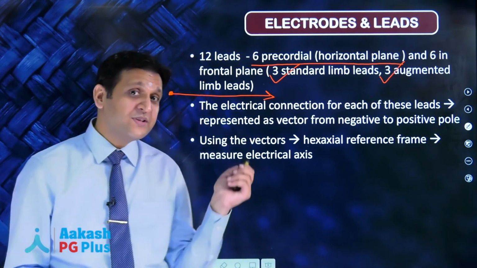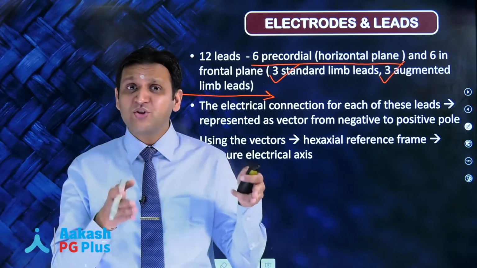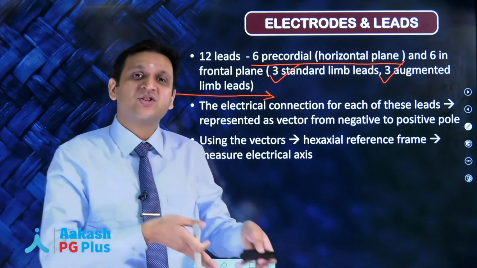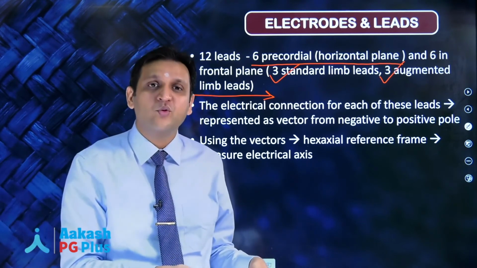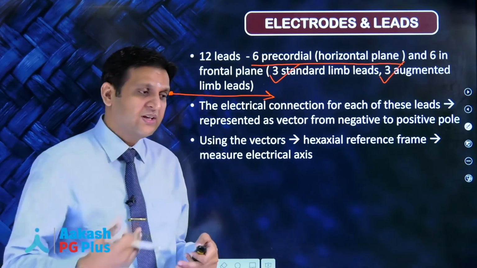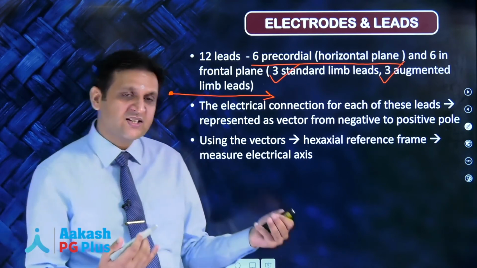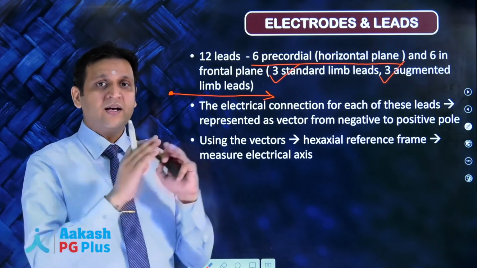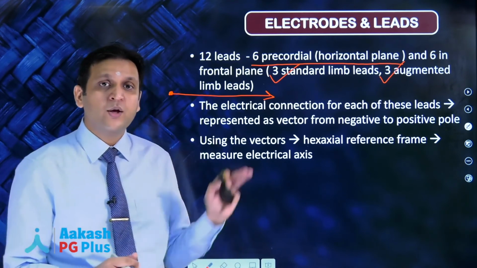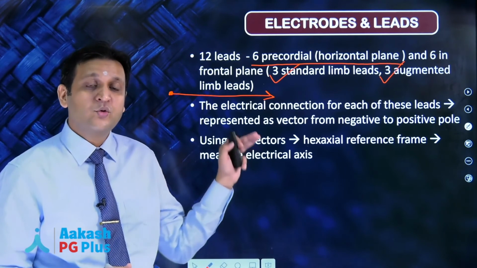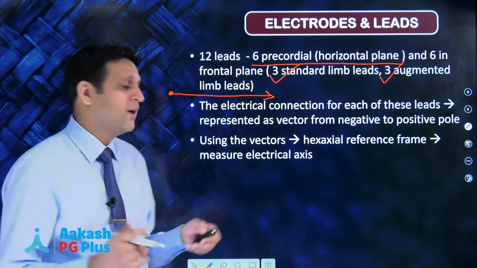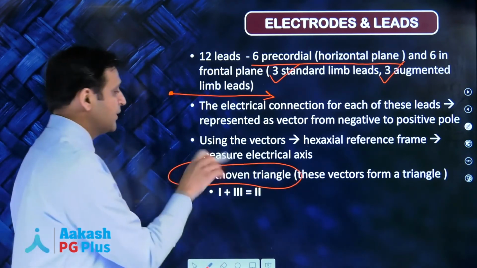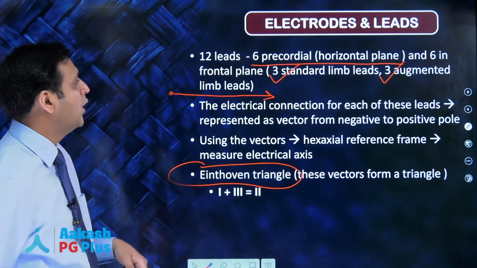Now, if you remember the previous few slides, I had shown you that the electrical axis of the heart is where the depolarization moves, and it's towards our left and downward. But can we measure it? Can we give it an angle? Do we say that it is 90 degrees, is it 120 degrees? How is that done? It is done by making a hexaxial reference frame using the vectors. Now, to understand that hexaxial reference frame, we have to understand the Einthoven triangle. Fine, because this is a triangle formed using all these vectors.